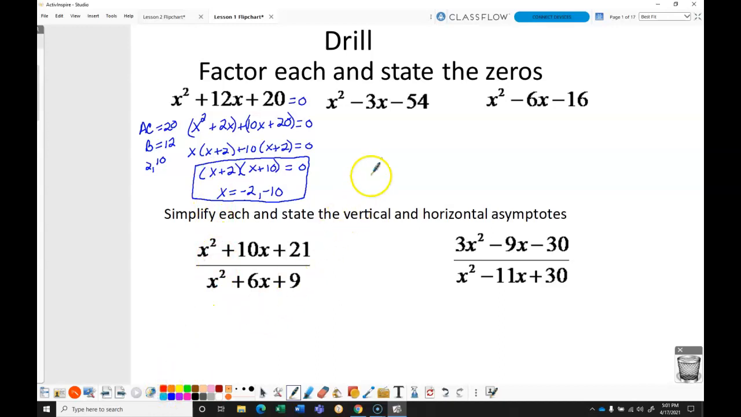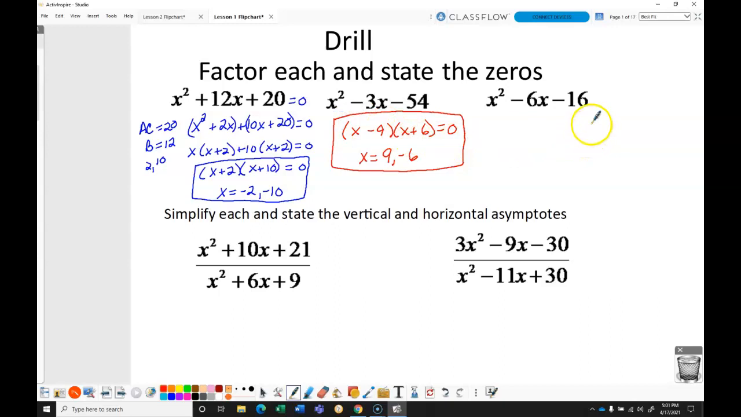On my second one, I need two things that when I multiply them, I get negative 54, and when I add them, I get negative 3. I'm thinking along the lines of negative 9 and positive 6. So I believe it's going to be x minus 9 and x plus 6. So if I set that equal to 0, I could come up with the zeros of x equals positive 9 and negative 6. So there it is in factored form, and the zeros.